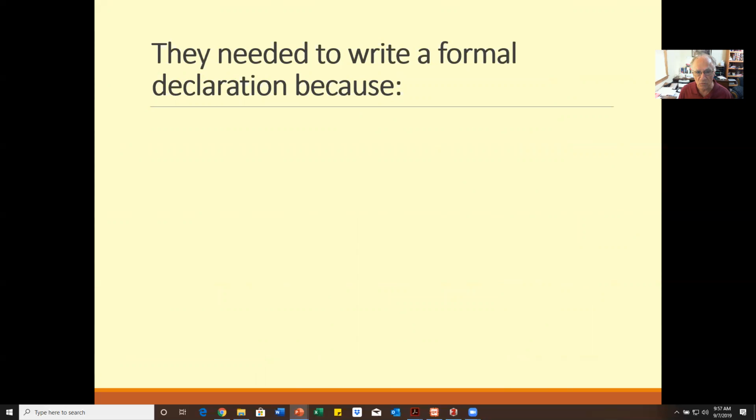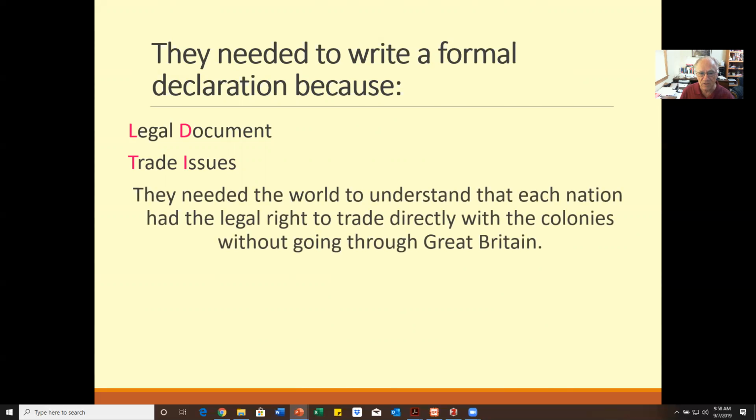Why did they have to write the Declaration, by the way? Well, it was a legal document. I believe you need to fill in those little blanks there, LD, legal document. It dealt with trade issues. They needed the world, if you will, to understand that these 13 tiny colonies, these weak, unknown foreign colonies way across the seas, had legal standing to decide their own fate, that they had the legal right to trade directly with the colonies without going through Great Britain. This was a huge declaration economically, setting them apart and telling the world that it was now legal for them to deal with the colonies without going through Great Britain.